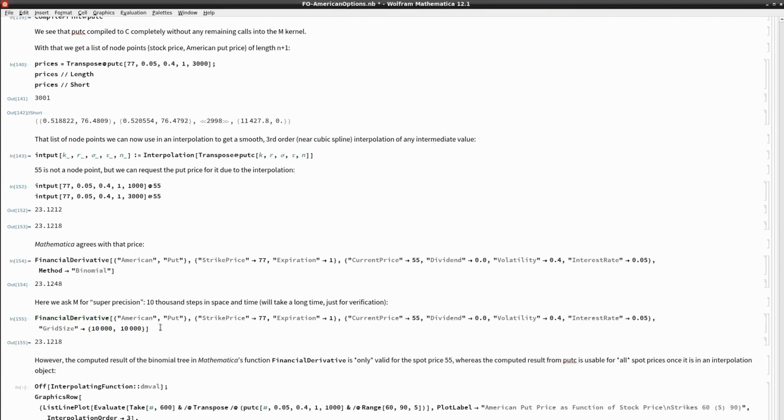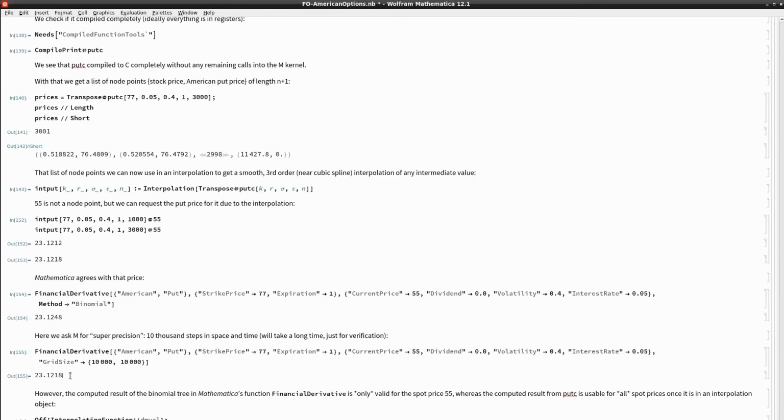For precision, let's use the grid size option and make it 10,000 steps in time and space. It's a ridiculously large number, and that's why it takes ridiculously long, but we can use it for verification of the precision, and we get the same price, right? 23.1218. That's exactly what we had here in 3,000 steps, which only took 1.4 seconds, right? For 3,000 steps, it was 1.4 seconds. So we get a verification here. Mathematica's function agrees with that. We get the very same prices, 23.1218.